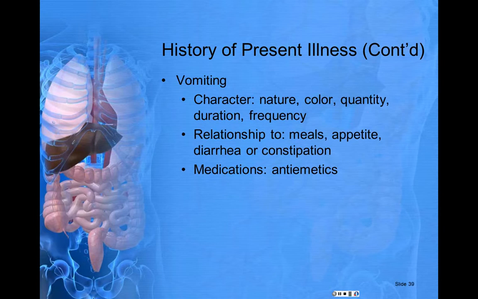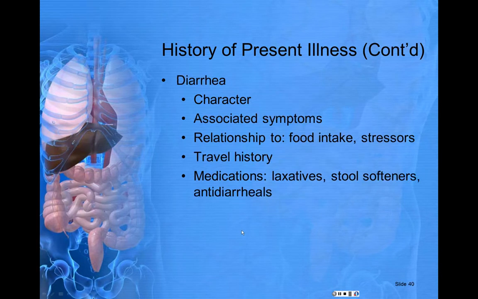Vomiting, we'll ask about character, nature, quality, color, frequency, duration. Is it related to meals? Is there any diarrhea or constipation? And are they taking anything for it? Again, diarrhea. So all of these basically we will ask our old carts. Character, associated symptoms, any relation to food intake, stressors, whether they've been traveling. If they have, where have they been?